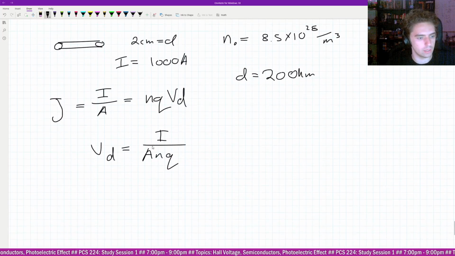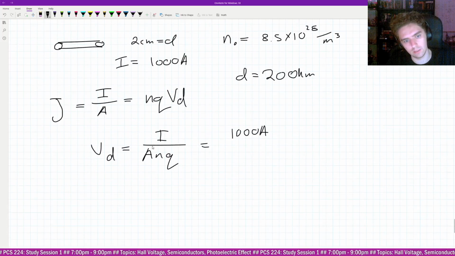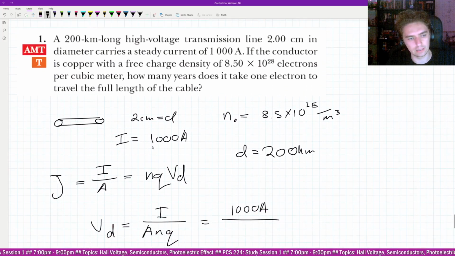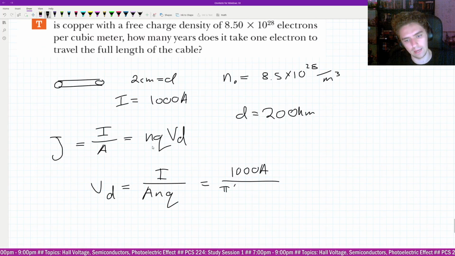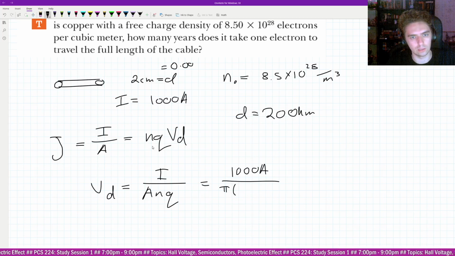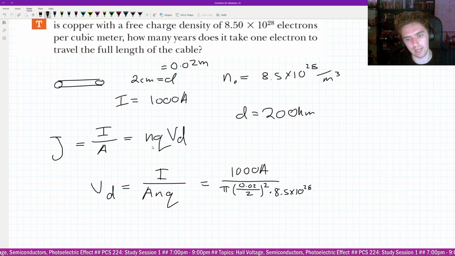And then from here, we just plug everything in. So 1,000 amps over the area. Area is pi r squared, right? So pi, and do I need to switch this to meters? Yeah, I need to switch it to meters. So this is 0.02 meters, so it's 0.02 over 2 squared, since r is half the diameter, times 8.5 times 10 to the 28, times the charge, which is negative.